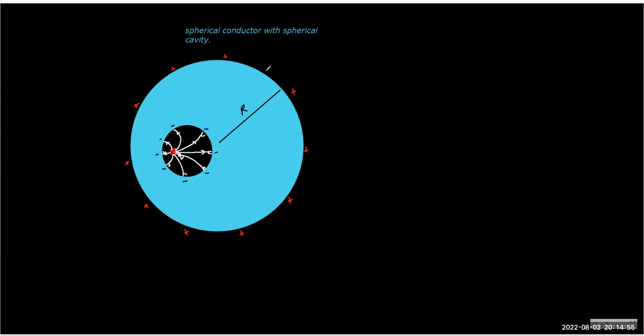So what about the magnitude of charge? The charge here will be minus, the net induced charge will be minus q, and here will be plus q, right? Now the outer surface charge is not the charge which you have given, it is the induced charge, right? And if you draw the field lines, just draw it.